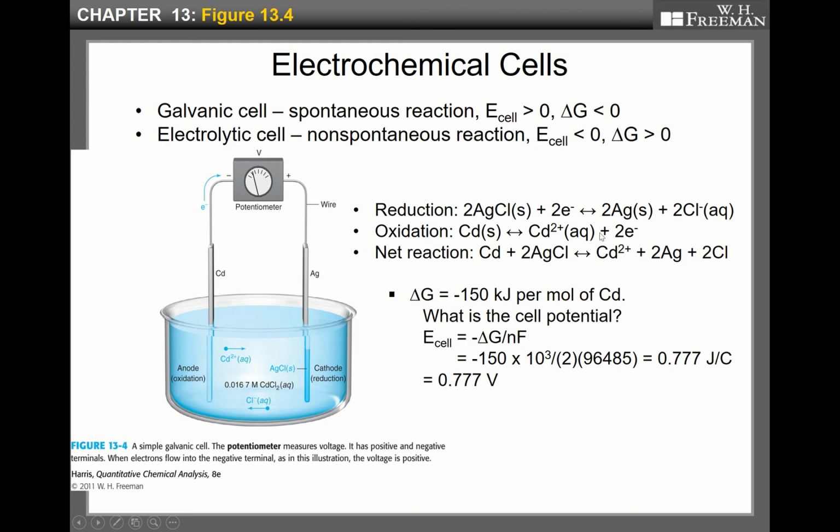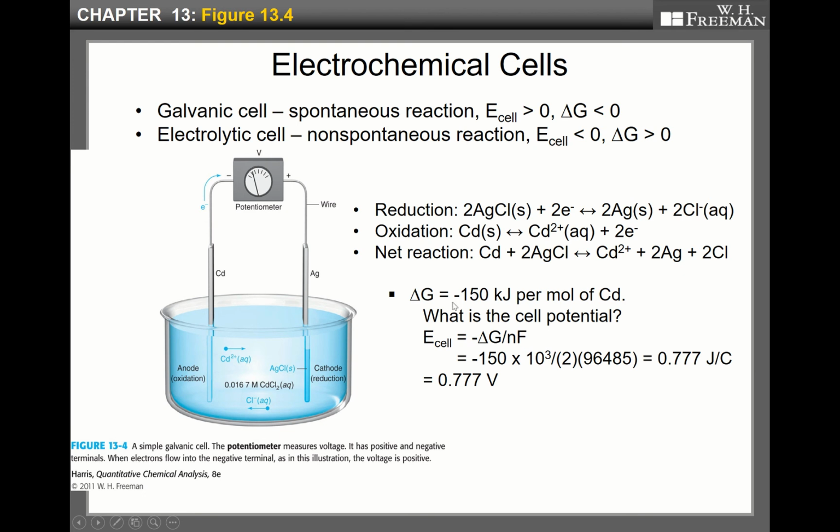And someone measured the Gibbs free energy change in this direction, and he got delta G equals minus 150 kilojoule per mole of cadmium. Now, what is the cell potential? What is the cell potential? Well, we can use this equation: delta G equals minus NFE. That's a very important relation. So E cell equals minus delta G divided by NF.